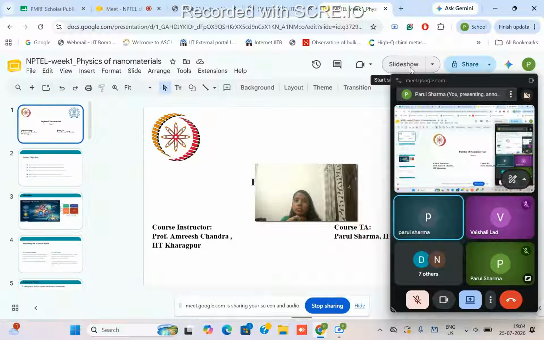So when we move from bulk to nano, we are using it for different purposes. For example, if we have gold nanoparticles, we are using them in medical imaging. If we have carbon nanotubes, we are using them in electronics and materials. Similarly, TiO2, in sunscreens and paints, we are using this. But on a bulk level, we can't use these materials.